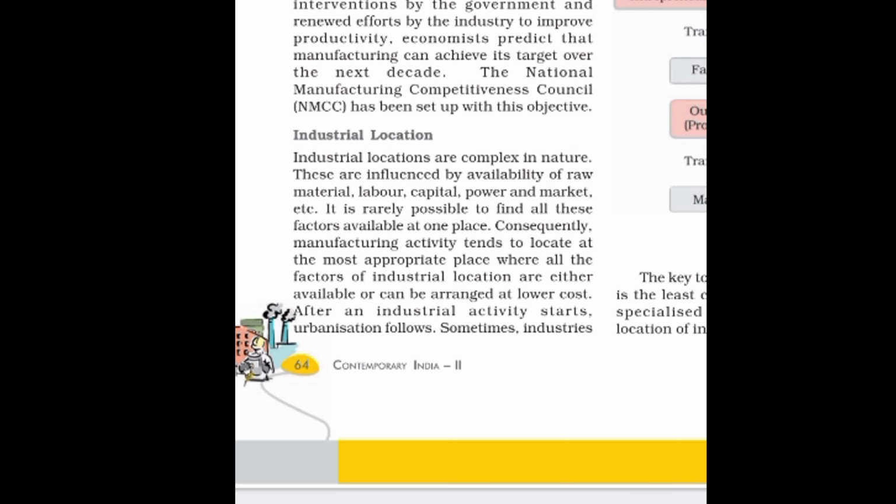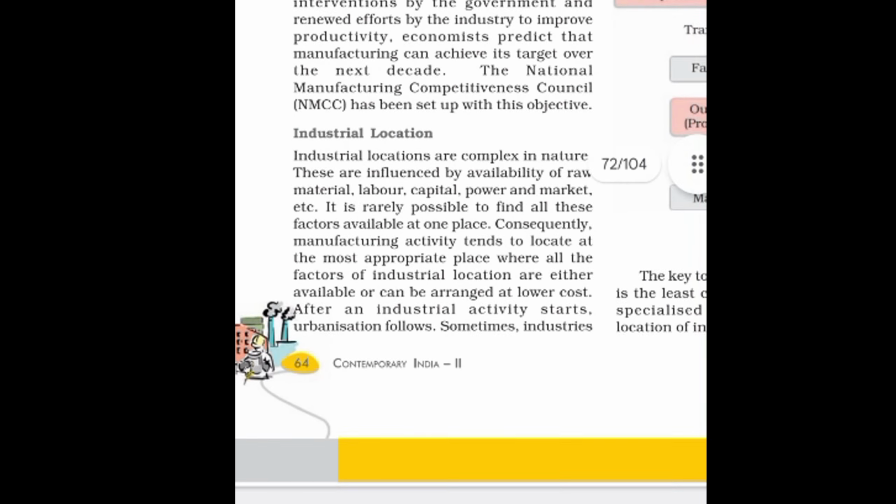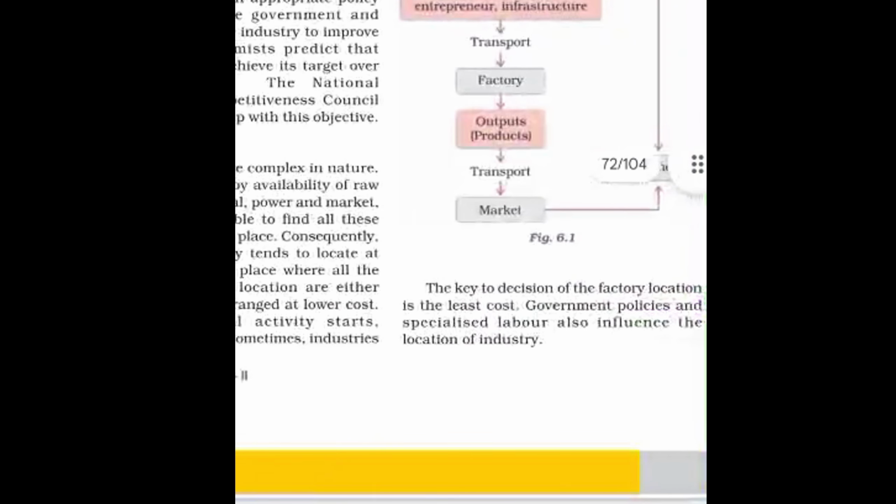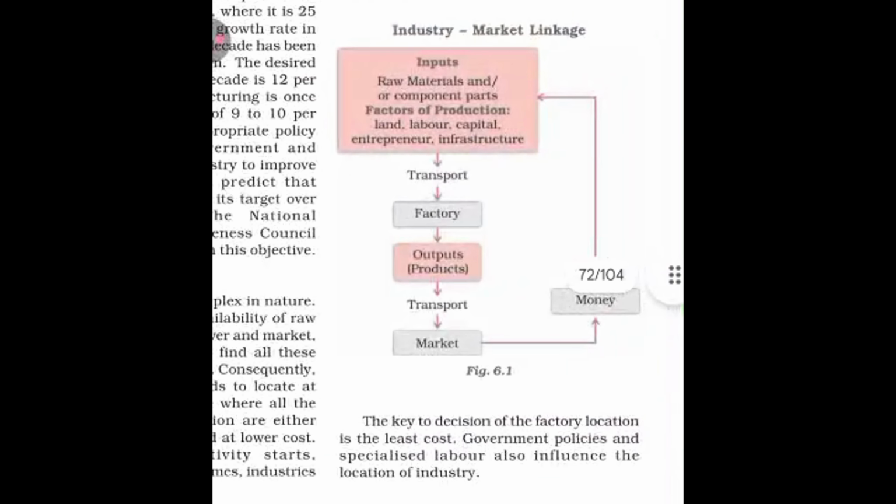Now, next most important is location. Where are you going to locate your industries? See, location is most important because out of the 10 factors, at least you should have 8. Only then you can expect a good, comfortable profit for the industry that you have set up.